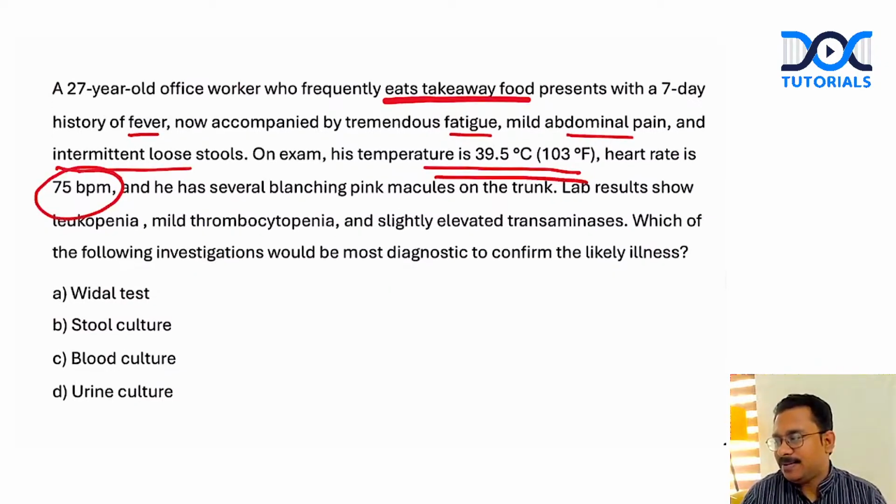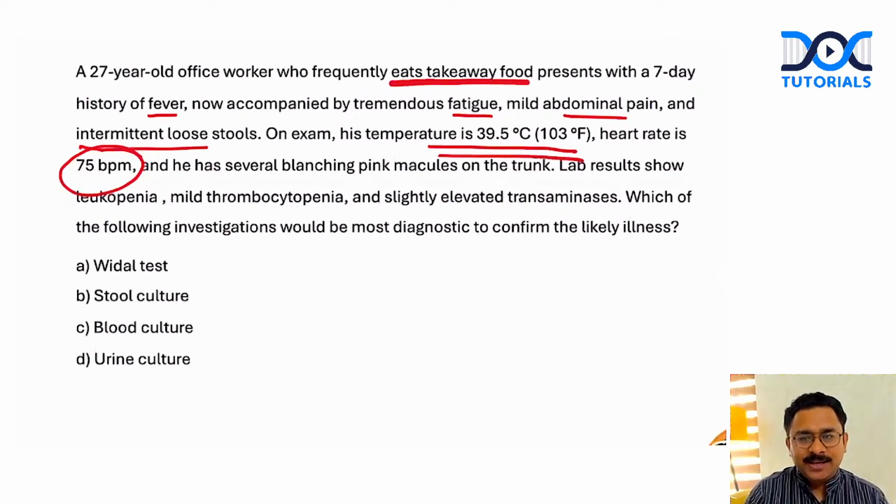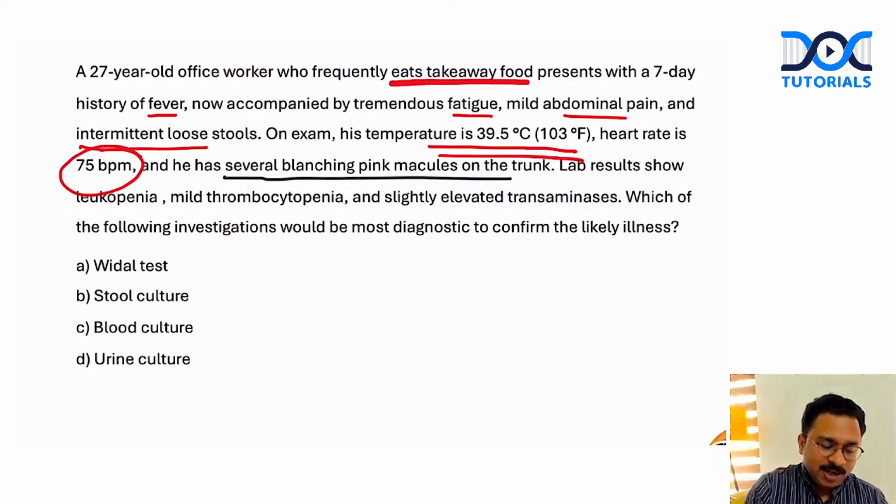Can anybody tell me in the comment section? I'm waiting for your answers as I analyze the remaining points. You tell me, what does this mean? In spite of a high temperature, the pulse rate remaining normal. And the patient is having several blanching macules as well on the trunk. Laboratory studies show leukopenia, mild thrombocytopenia, and elevated transaminases. And the question is, what is the most diagnostic test in this particular case?